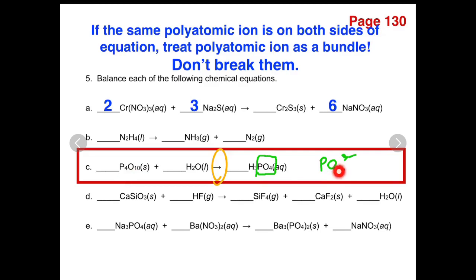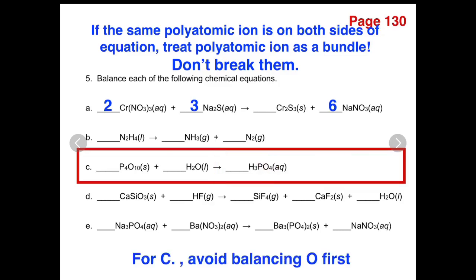So that means these 2 right here are not the same polyatomic ions. This is not a polyatomic ion at all. It's a molecular compound, right? So in this case, you cannot treat it as 5A that we did earlier. You will need to break it down, because you don't have phosphate on both sides that you can treat as a bundle. In order to break it down, what I mean is to just look at 1 element at a time.